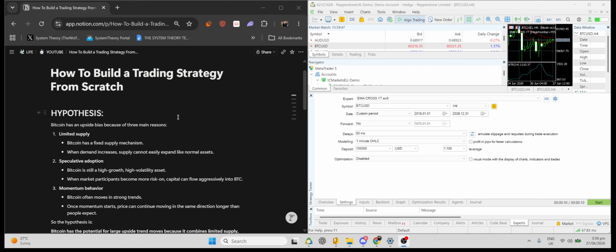So when building a system you always need to start with a hypothesis. A hypothesis is why your system works and why it should continue to work. So you need to have a clear understanding of that.